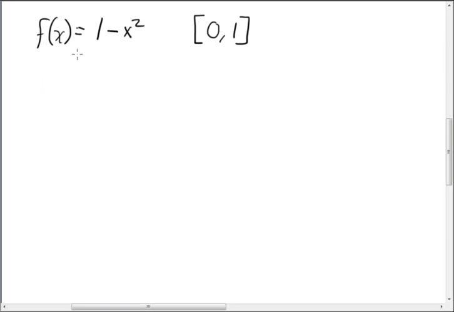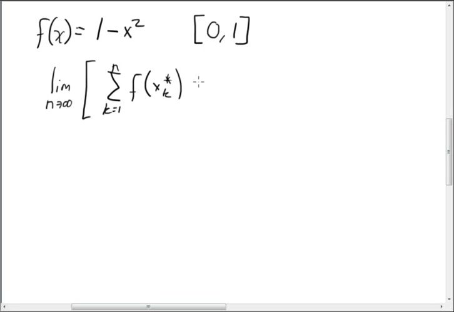So first thing to do is to convert this to the limit of the Riemann sum format, which, as we know from the last video, is the limit as n approaches infinity of the sum k is equal to 1 to n of f of x sub k superstar delta x. So to fill this in, what do we need to know?